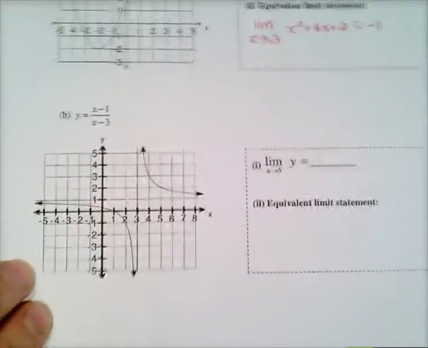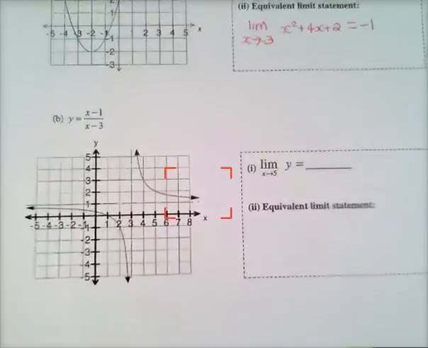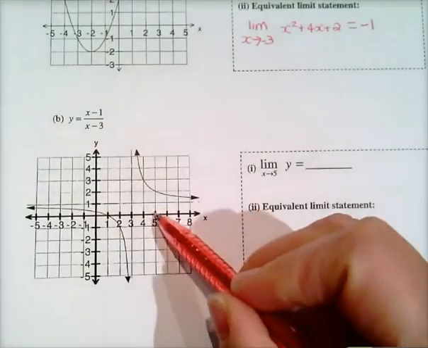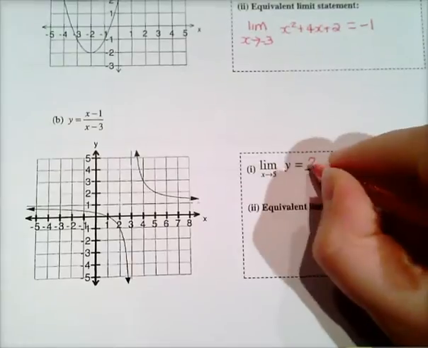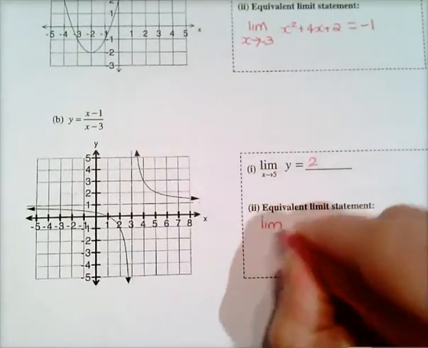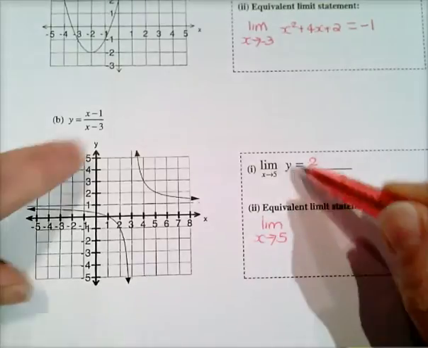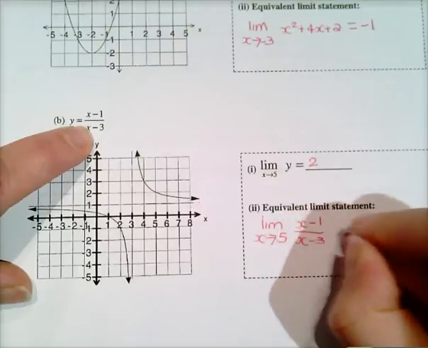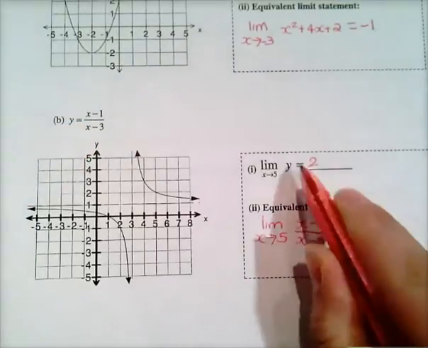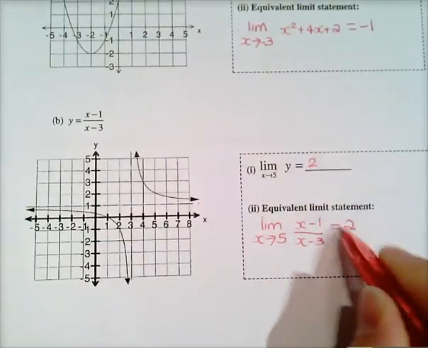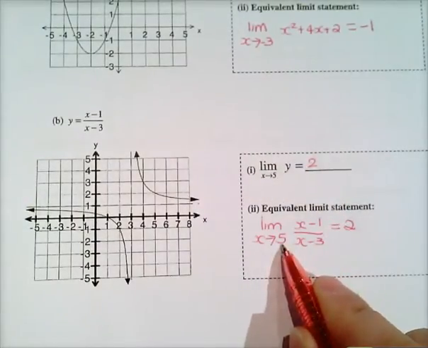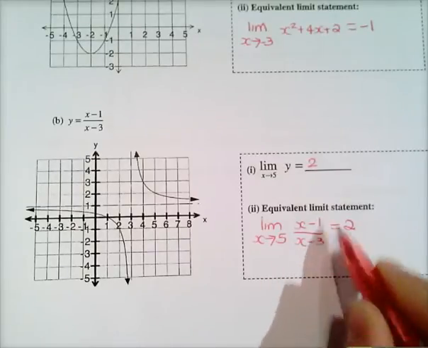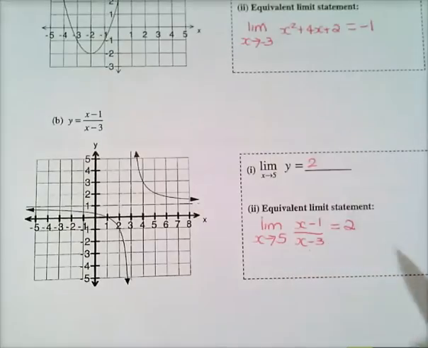Okay, also with this one down here, you can attempt it on your own and then restart the video. Okay, the limit as x approaches 5 here appears to be 2, so y equals 2. The equivalent limit statement would be the limit as x approaches 5. Now the function of y actually equals x minus 1 over x minus 3. And so we've replaced the y with what y is here, and then that equals 2. Now if you do substitute in x is 5, let's see what we get. 5 minus 1 is 4, and 5 minus 3 is 2, so 4 over 2 is 2. So yes, that works as well.